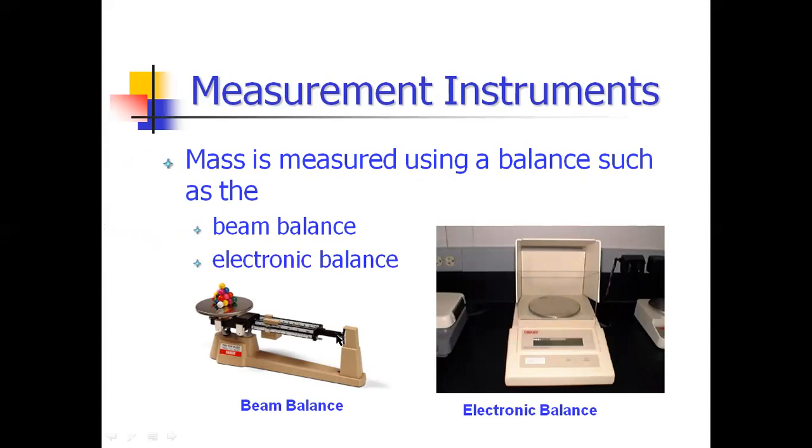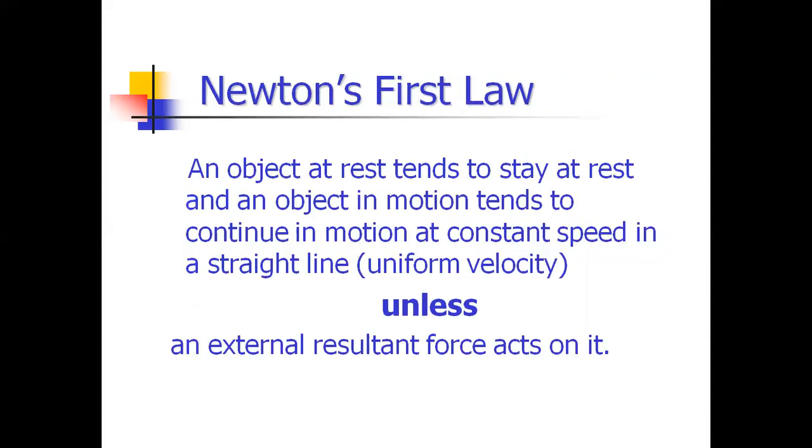The beam balance consists of a beam and a pan. The object whose mass we have to find is placed on the pan, and the weights or masses are hung on this beam. With the help of these masses, we can calculate the mass of our object. Again, the electronic balance is used to measure the mass of any object. The object is placed just above the pan, and its mass is presented here in the form of digits.